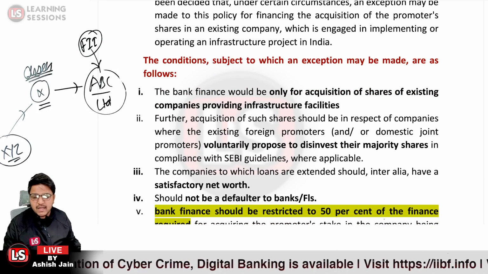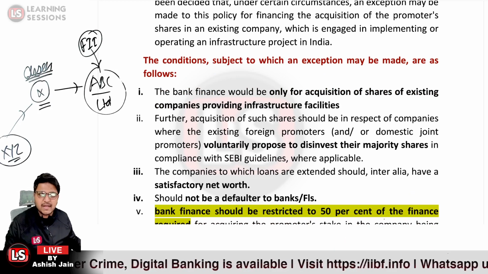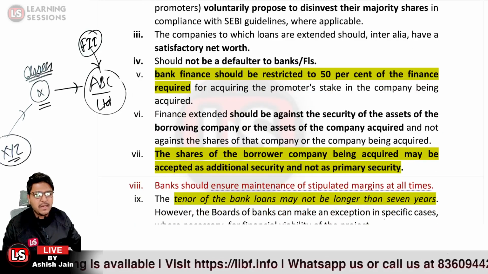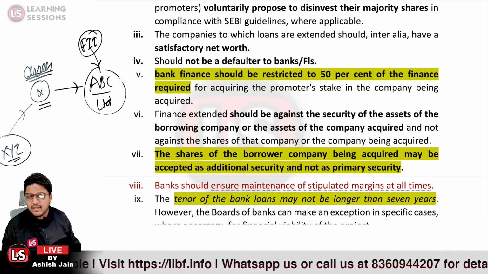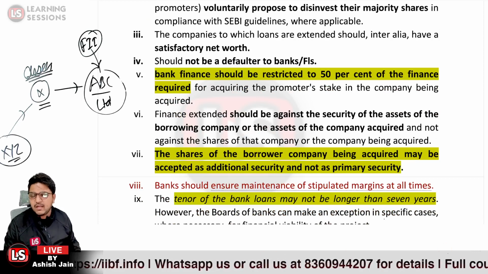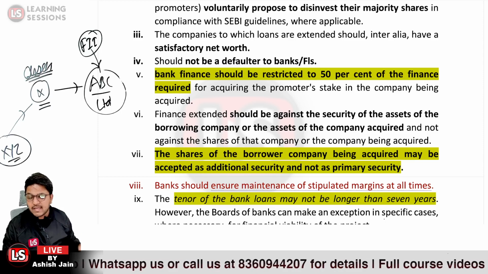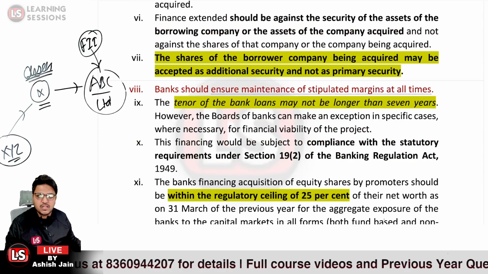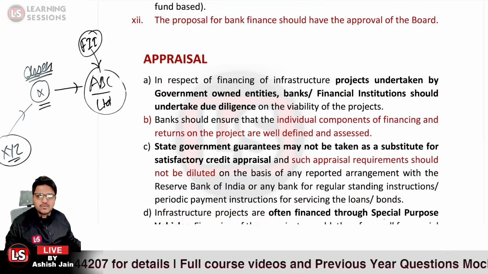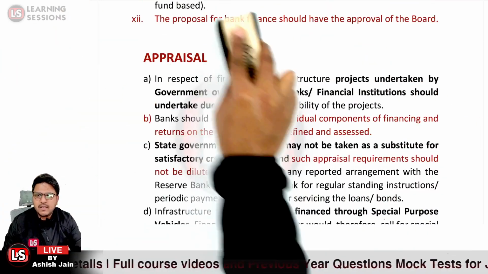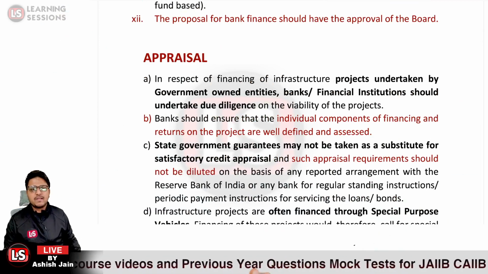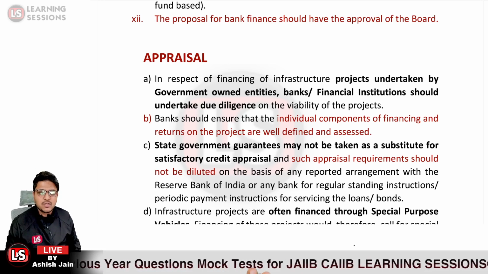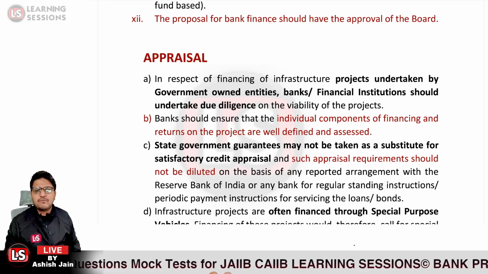50% margin is to be maintained, and it must be ensured that the margin is maintained at each and every stage. And further, I just told you that the tenure of the bank loan should not exceed 7 years. It can exceed 7 years in case it is as per the viability of the project, and approval from the board of directors must be taken. Okay, so these were the conditions we have read so far. So the next point is related to the appraisal. In respect of financing infrastructure projects undertaken by government owned entities, financial institutions should take due diligence on the viability of the projects.